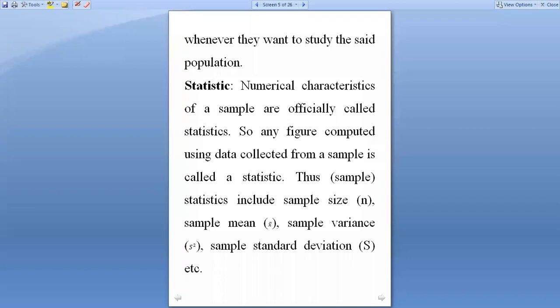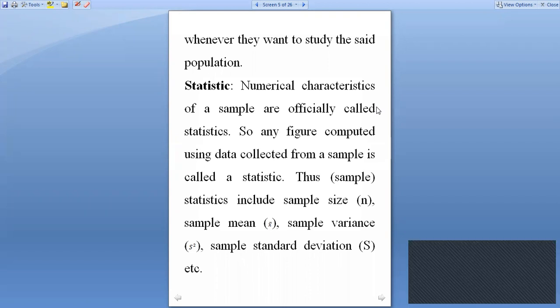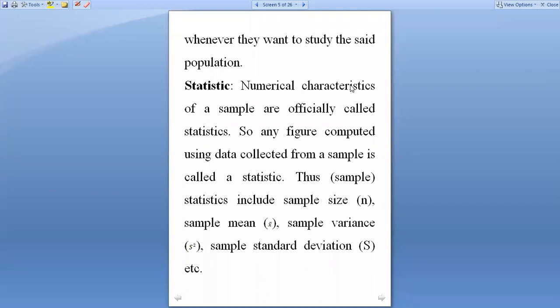For now, we have indicated that a statistic is a numerical characteristic of a sample, meaning that any figure calculated out of sample data is officially called a statistic. If there are many figures, they are statistics. Examples of statistics include sample size. As you hear, it is a size, it is a number. Therefore, it is a statistic. We usually abbreviate sample size with the small n.